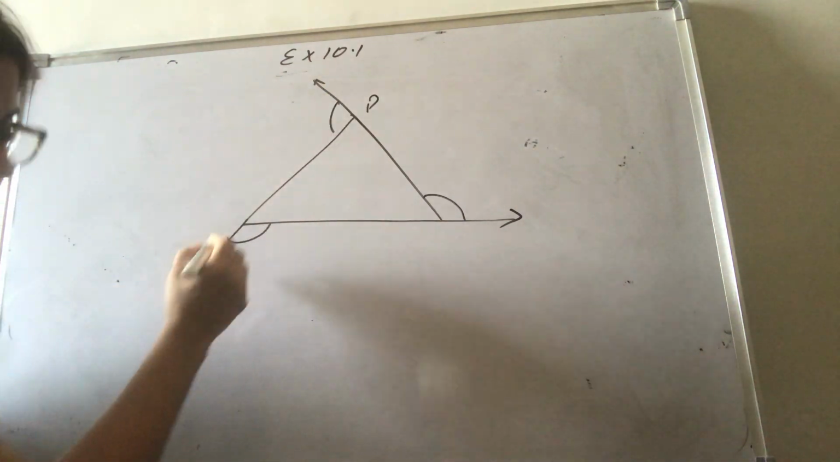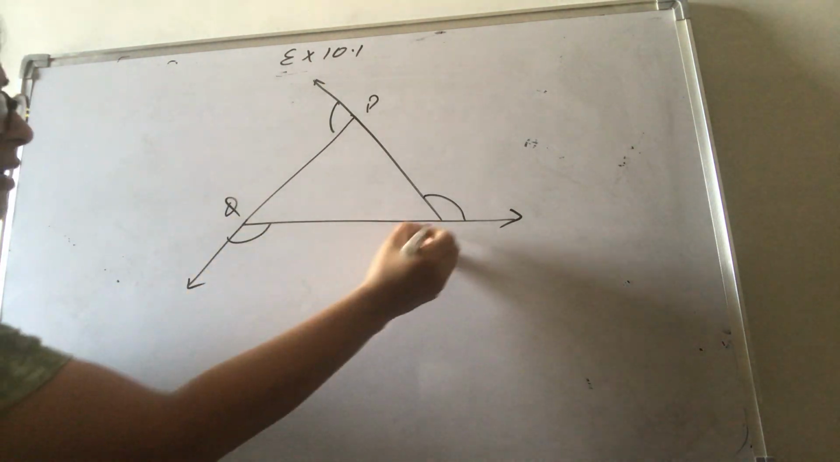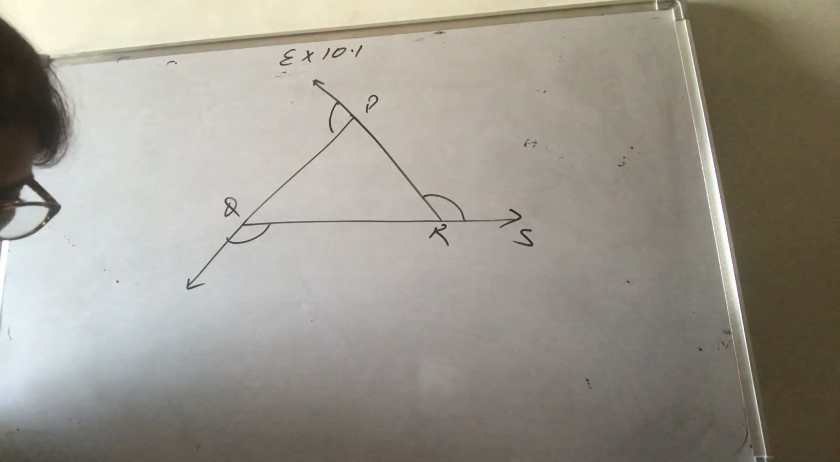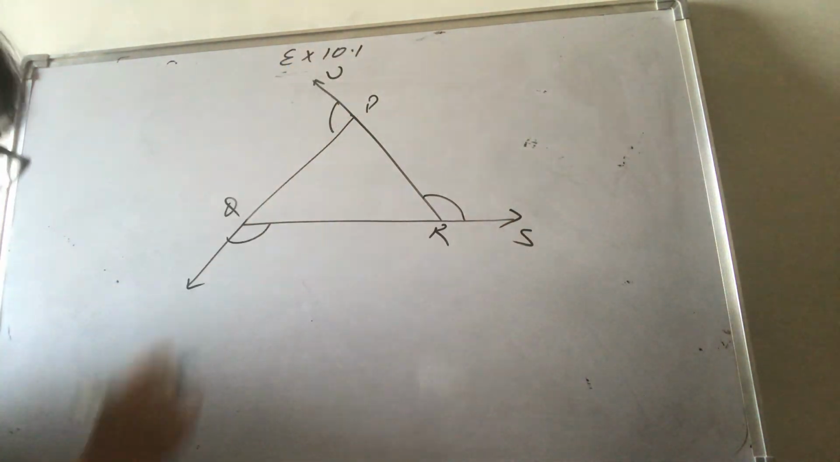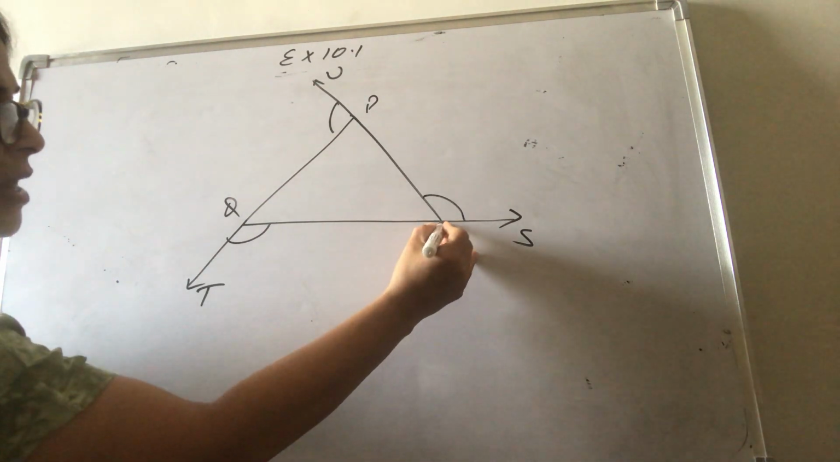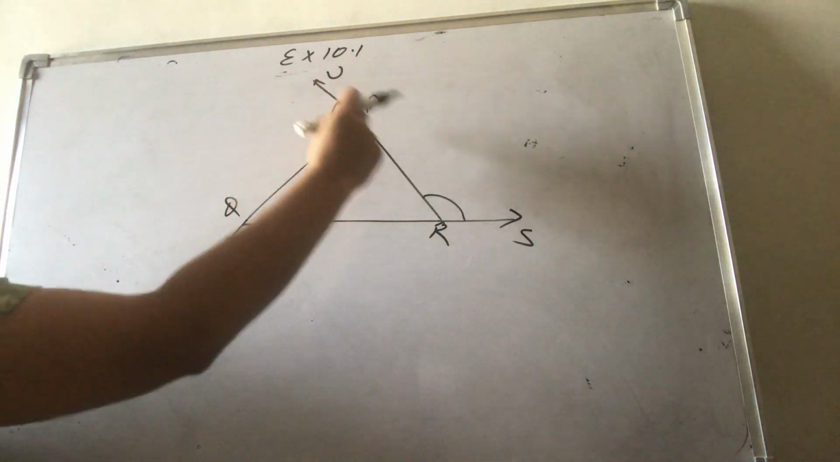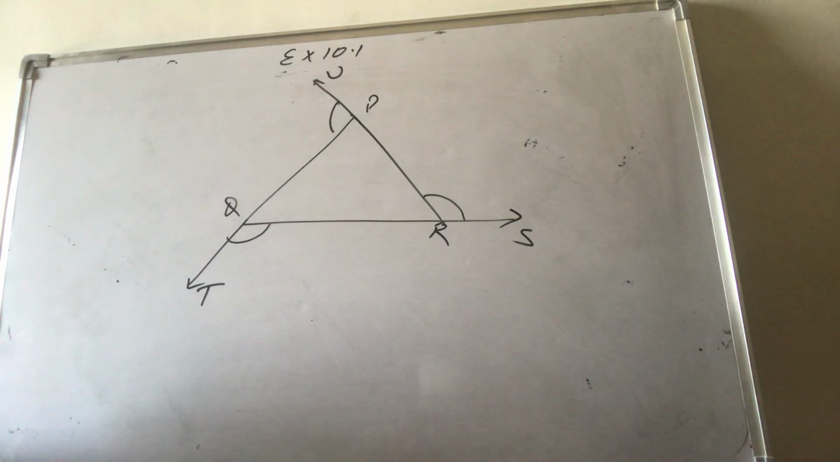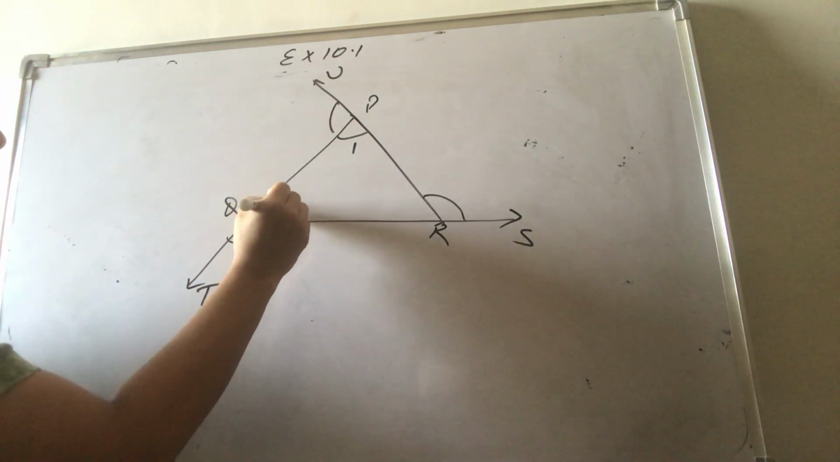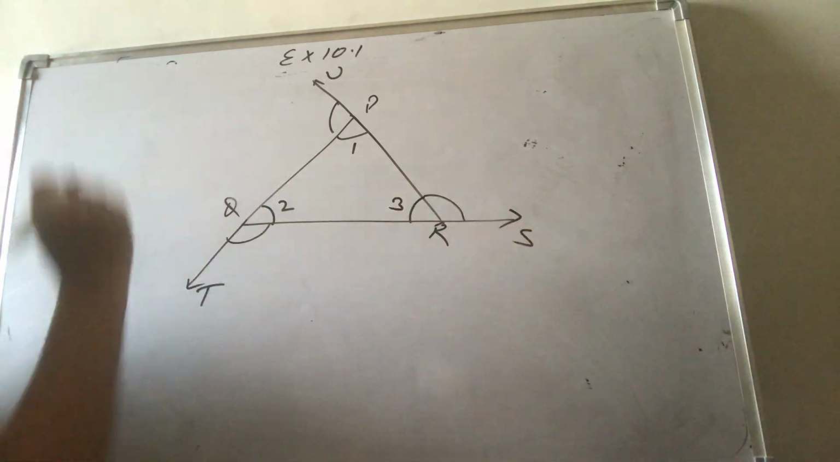Let me give the names. The name of the triangle is PQR, and the sides are extended. This side is extended to S, this side is extended to U, and this side is extended to T. Now we will give the names of the exterior angles in three letters, and let's give the names of the interior angles as numbers. Suppose this is angle 1, this is angle 2, this is angle 3.